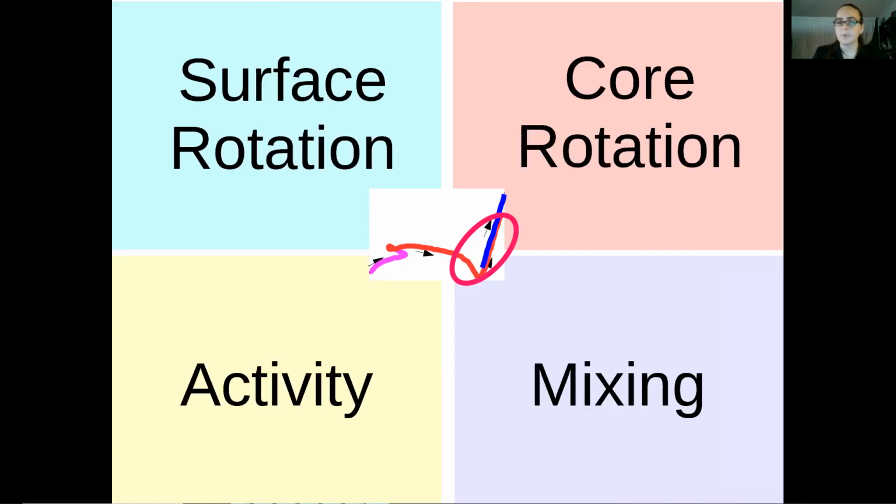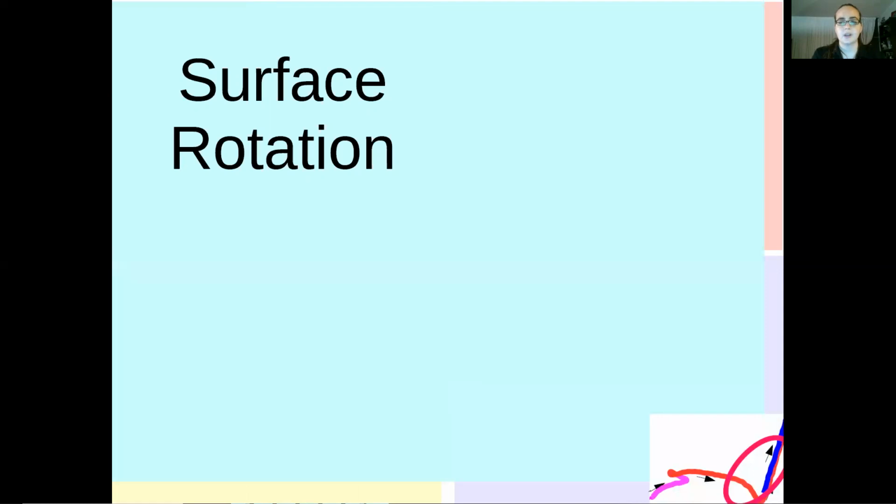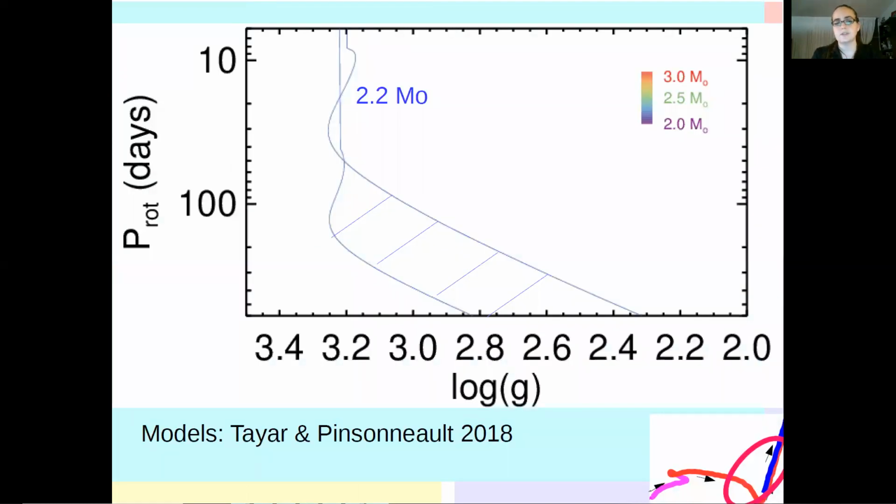Okay, so then we're going to move along to the red giant branch, where maybe you're less familiar, but we're going to talk in the same way about the surface rotation, co-rotation, activity, and mixing of the stars on the red giant branch. So let's start again with the surface rotation rates of these stars.